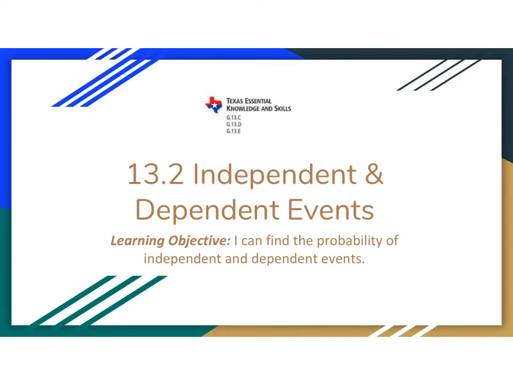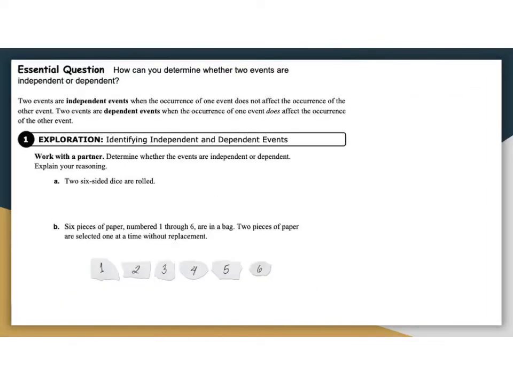Today's lesson is 13.2, Independent and Dependent Events. The learning objective is, I can find the probability of independent and dependent events. The essential question is, how can you determine whether two events are independent or dependent? The difference between independent and dependent events is whether the first event does have an effect on the other one or does not.